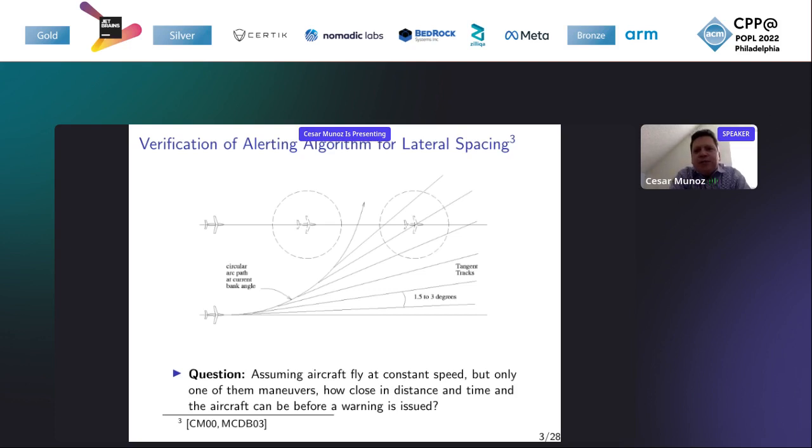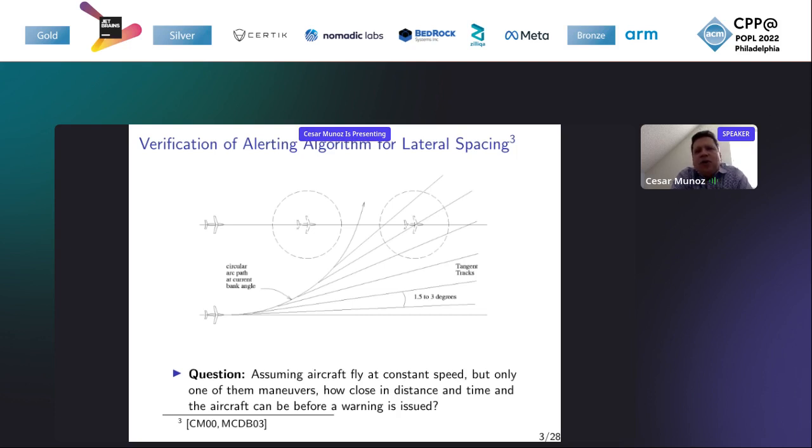This was the first project that I participated in at Langley. It was in 1999, and we were asked to verify an alerting algorithm for parallel landing. The algorithm was implemented in Fortran, and I remember they came to me with a listing in Fortran, and the task was to verify some properties for that particular algorithm.